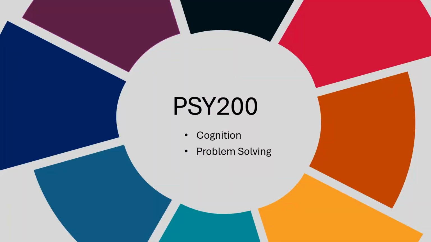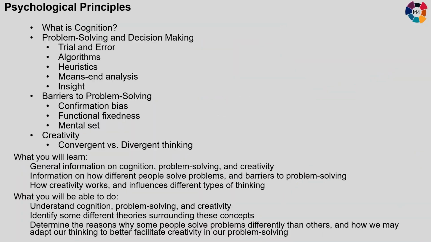Welcome to Cognition and Problem Solving. In today's lecture, we will cover what is cognition, problem solving and decision making, trial and error, algorithms, heuristics, means-end analysis, insight, barriers to problem solving, confirmation bias, functional fixedness, mental sets, and creativity, and discussing convergent versus divergent thinking.